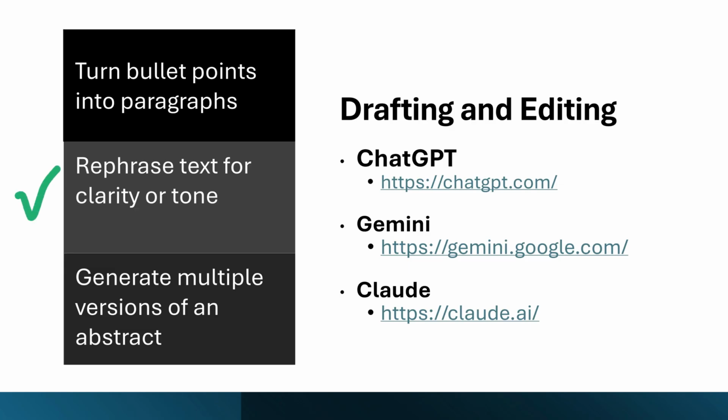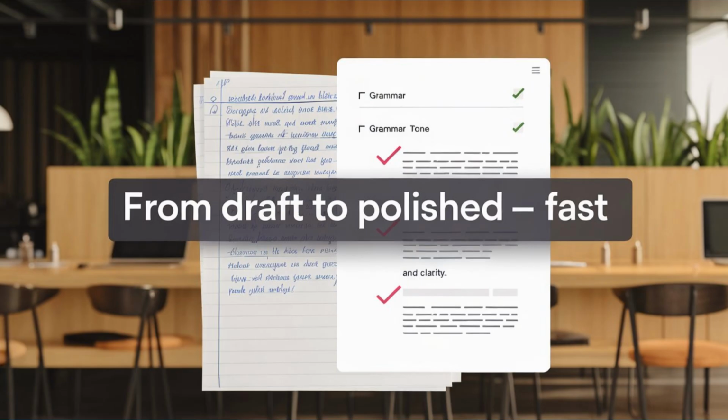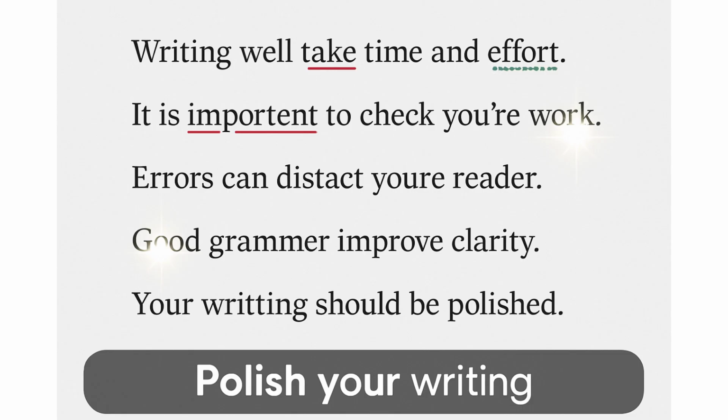Not happy with how a sentence sounds? You can ask AI to rephrase it, maybe to make it clearer, more concise, or better suited to your audience. Writing an abstract or summary? These tools can generate multiple versions of it, one for a formal journal, another for a blog post, and maybe even a simplified one for social media. Super useful when you need to say the same thing in different ways. In short, AI can take a rough draft and help polish it into something much more professional, and it can do it fast.